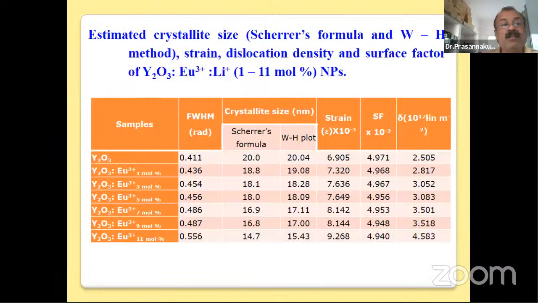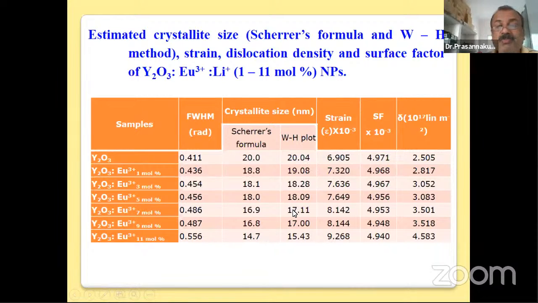It may be due to a change in crystal structure. All right. These are the estimated crystal sizes. See, for pure yttrium oxide, the size is 20 nanometer, and it varies from 20 nanometer to 14.7 nanometer.